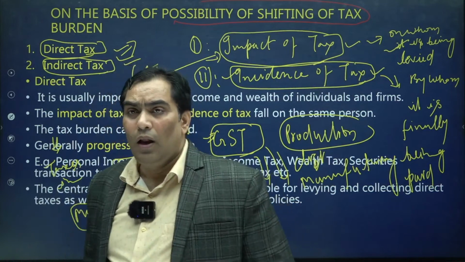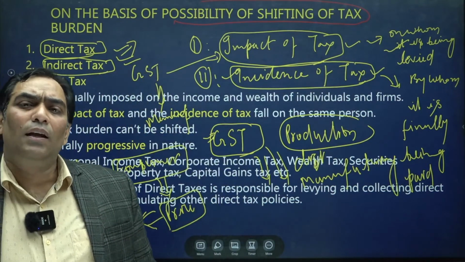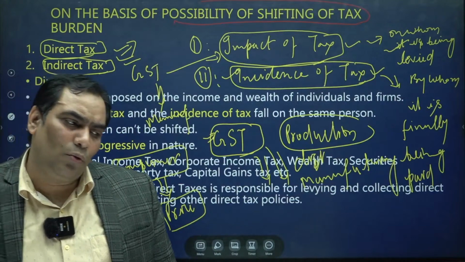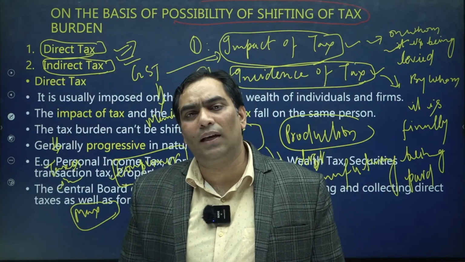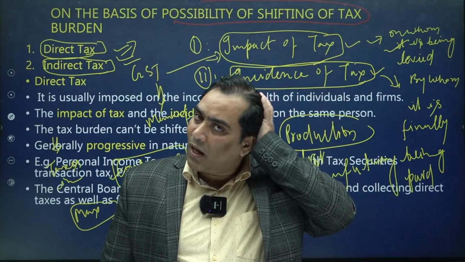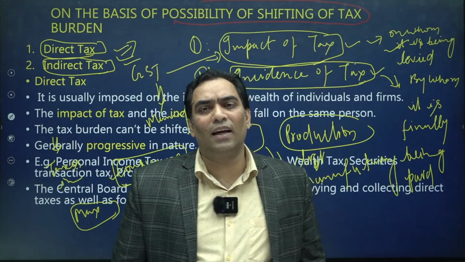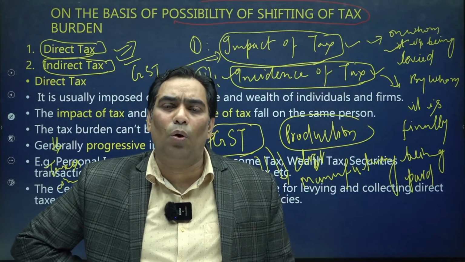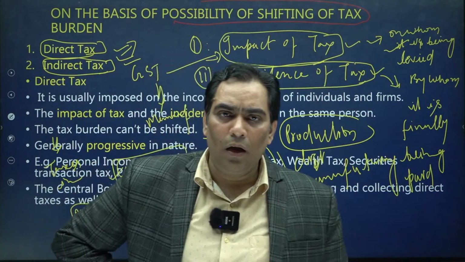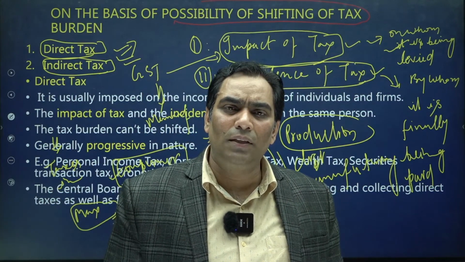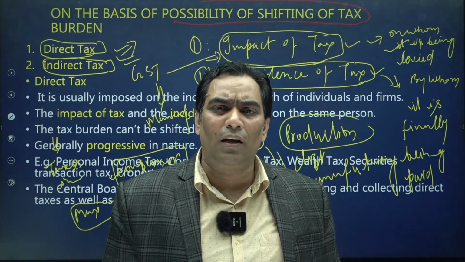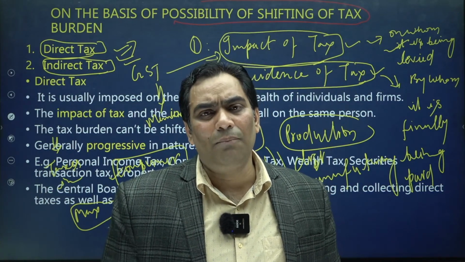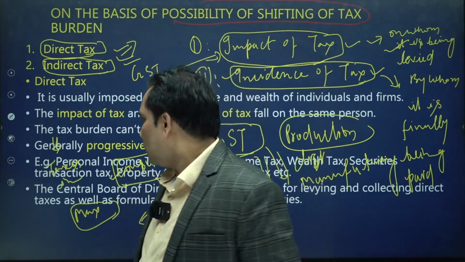So let me summarize once again. On the basis of whether the tax burden can be shifted to others or not, we can categorize the taxes under two categories. One is known as direct tax, other is known as indirect tax. What is direct tax? Direct taxes are those taxes in which the incidence of tax as well as the impact of tax is on the same person, whereas indirect taxes are those taxes in which the incidence of taxes is on the final consumer, whereas the impact of taxes is on the producer of the goods or services. That type of taxes are known as indirect taxes. So I think it is very clear.